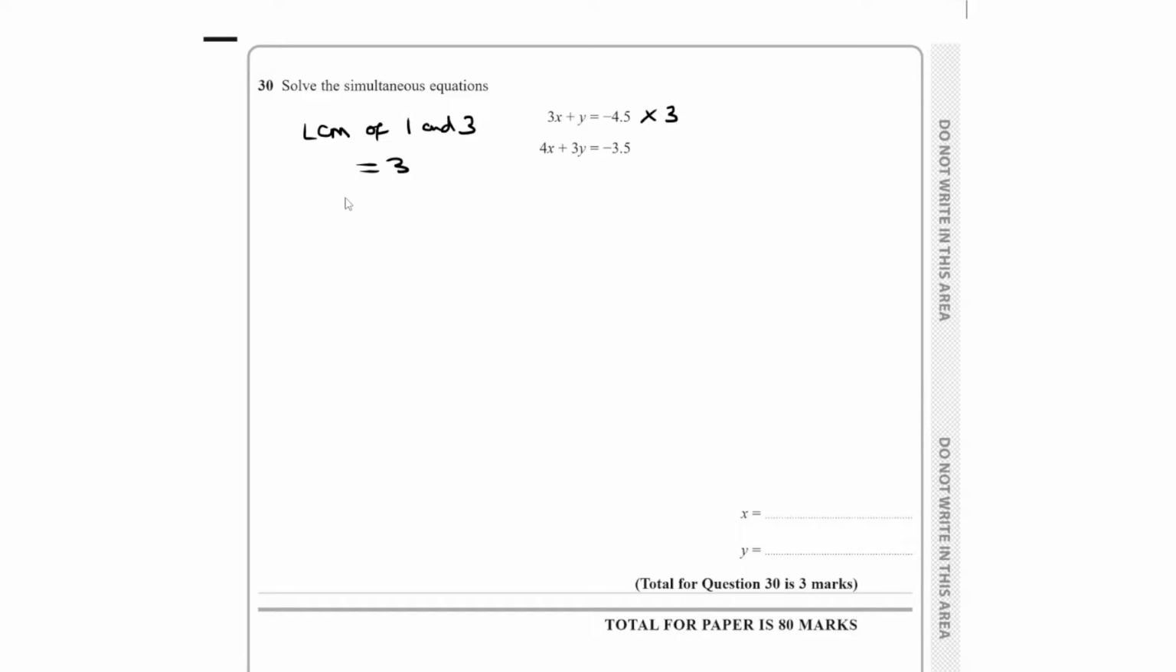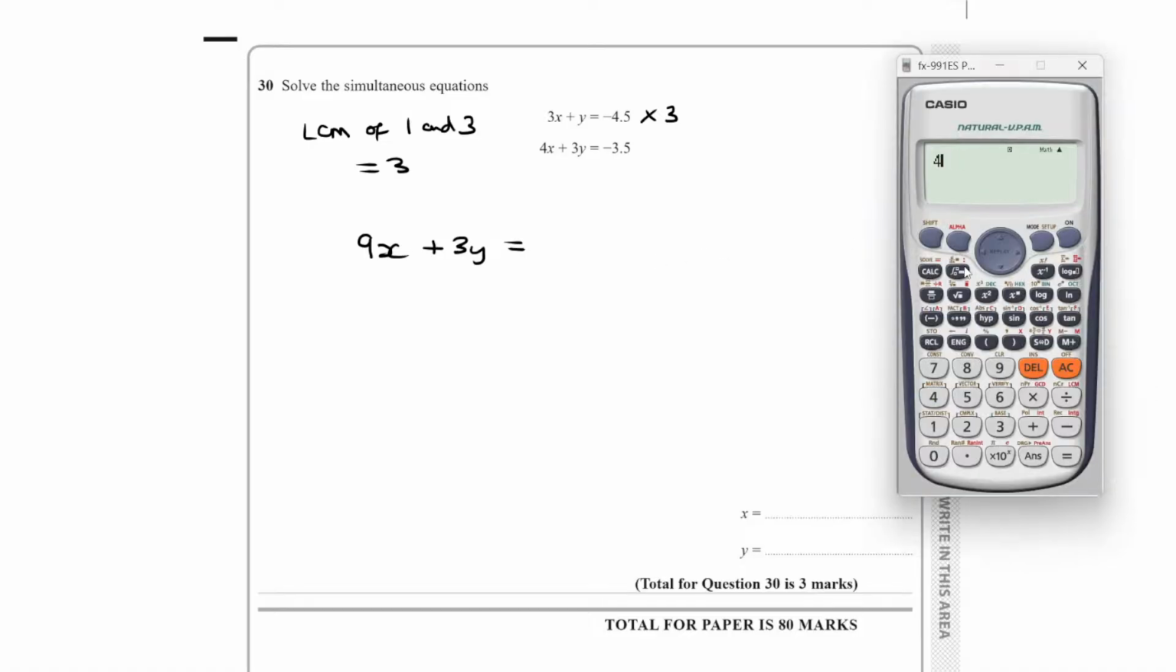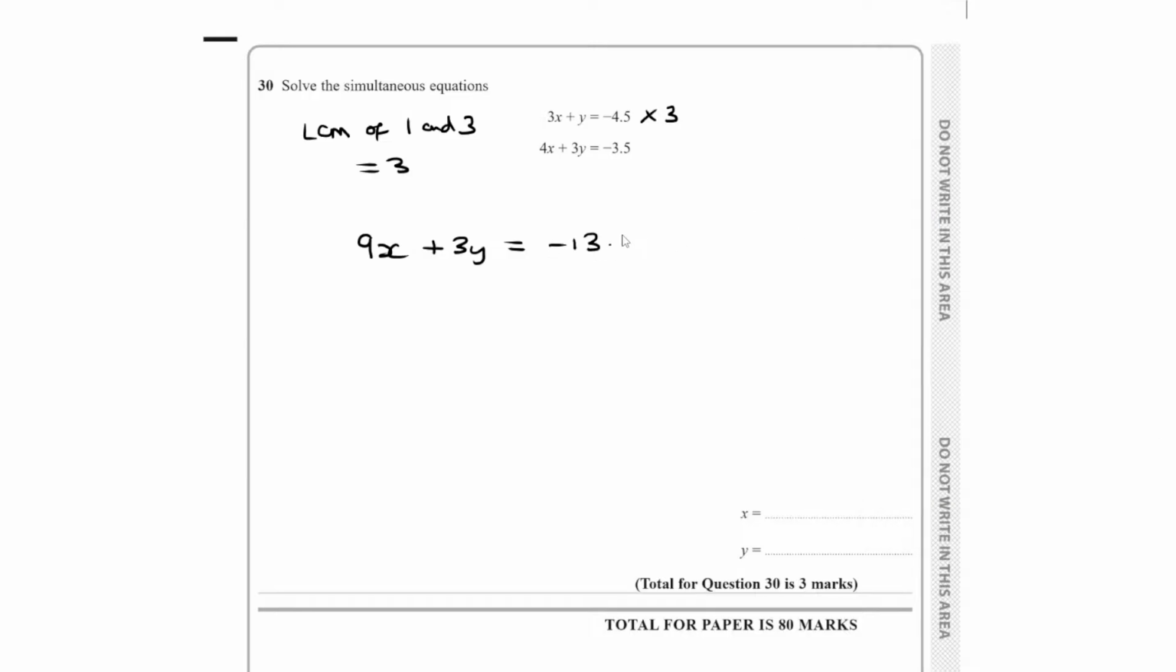So I need to multiply the whole equation by 3, so that would be 9x plus 3y equals, and then you might want to get the calculator, 4.5 times 3, 13.5, but remember that is negative 13.5. Now relist the other one, just write it underneath so you can see it. Do you see how now they're both 3y and 3y?